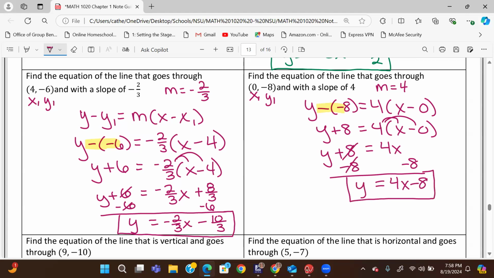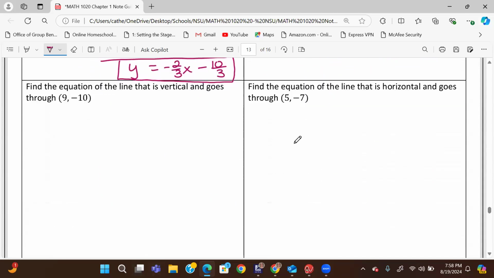So that one was a little bit nicer. It depends on the problem. You may get ones with a bunch of fractions. You may get ones that have some nice numbers that are not in the form of a fraction. Let's look at a couple more.